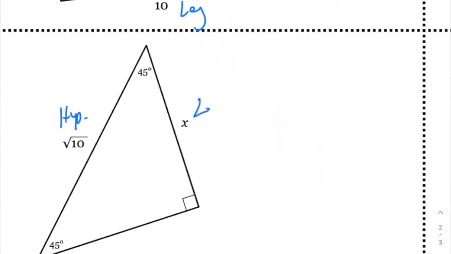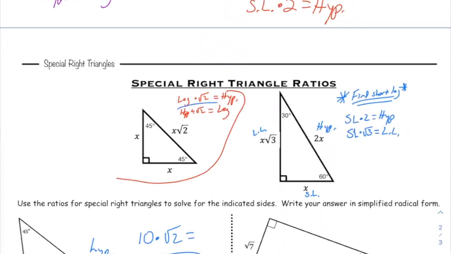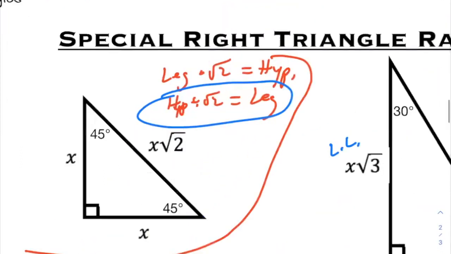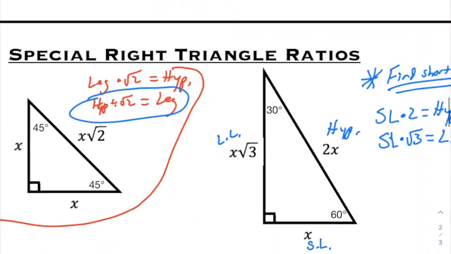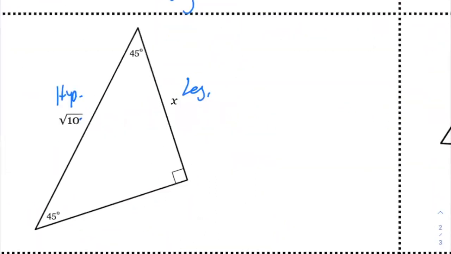We want to get the leg. Well, if we have the hypotenuse and we want the leg, we have to take the hypotenuse and divide it by root 2. How do I know? Because the hypotenuse is larger than the leg, so we're getting smaller, which means we divide. So root 10, we're going to have to divide by root 2.